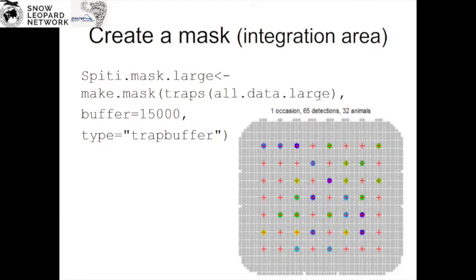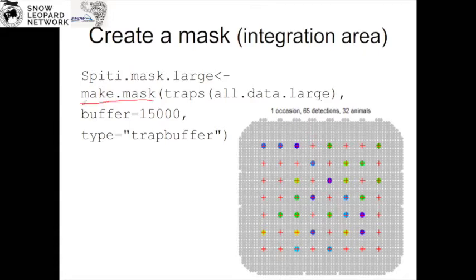Okay, so we're saying make mask. What I'm saying by make mask is I'm telling the software to use all the traps from my data. And what is this all data dot large? We just created a capture history with the capture data and trap data. So this is that data that we created. Around these traps, we have to look for a buffer of 15 kilometers.